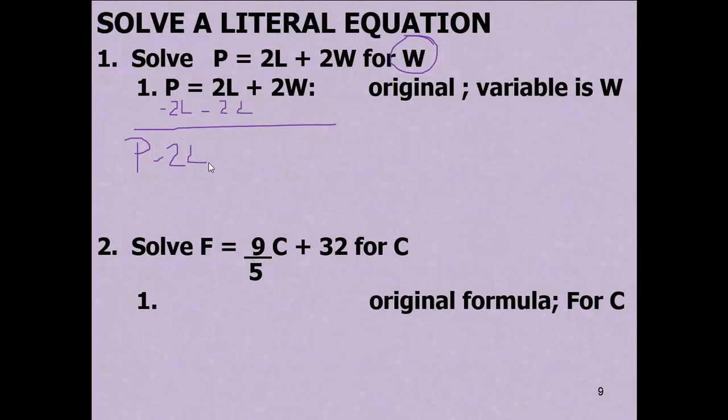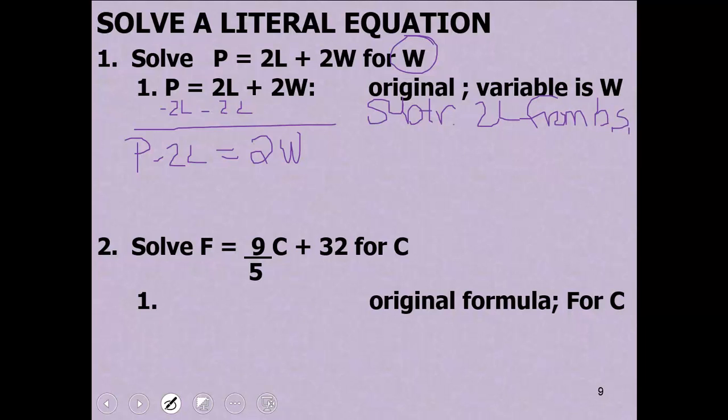Over here I have P minus 2L. I don't have negative P2L because P and 2L are not like things. Okay? They both are numbers, but they're not like numbers in this case. Okay? And then I'm left with just a positive 2W over here. So I subtracted 2L from both sides. Now I have this P minus 2L is equal to 2W. Make sure you understand why this is P minus 2L. Okay, if you don't get that, you need to ask me about that.